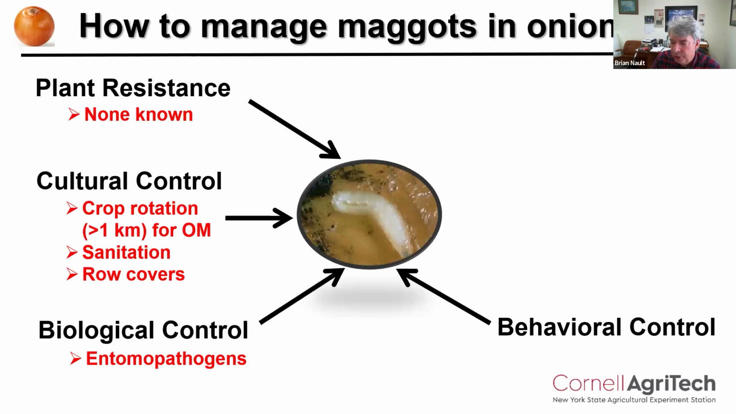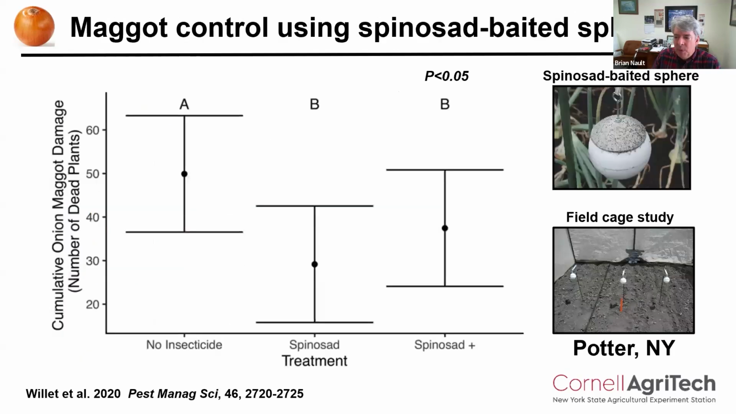Next is behavioral control. So what does that mean? Well, I had a crazy idea a decade or so ago of trying to lure onion maggot adults, the flies, to something that would kill them. And I did a bunch of research to find out what shape they were most attracted to and the color. And I found that these spheres that kind of look like a big white onion, about the size of a softball, maybe a little bit smaller, were highly attractive to the flies.